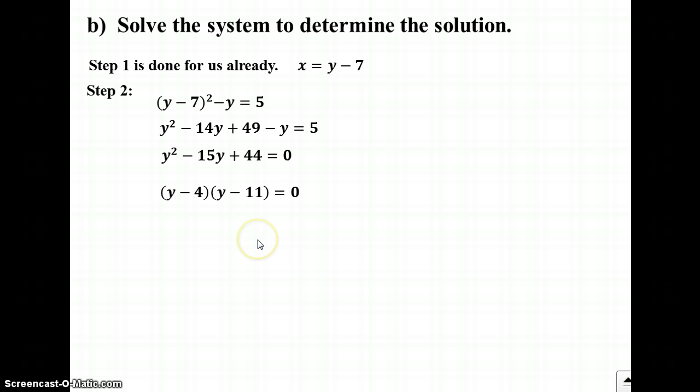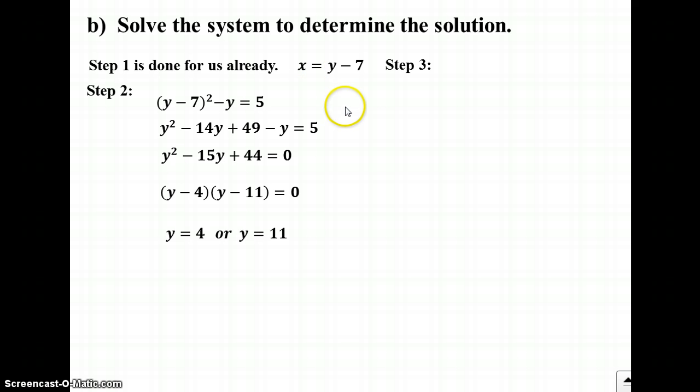Once I know the factors, I can figure out the solutions. y would equal 4 or y would equal 11. So these are the solutions for this equation. They're not the solutions to the system. To find the solutions to the system, I must now plug these into this equation and solve for x. We know y, solve for x.